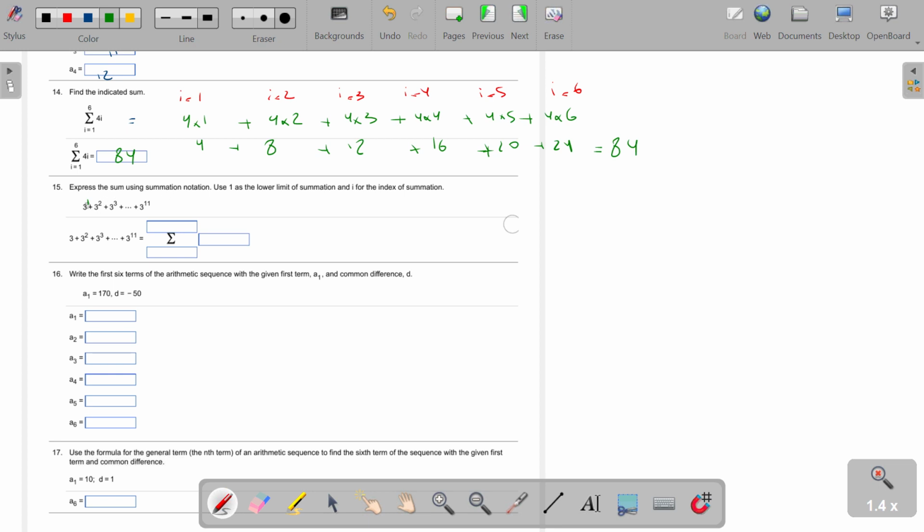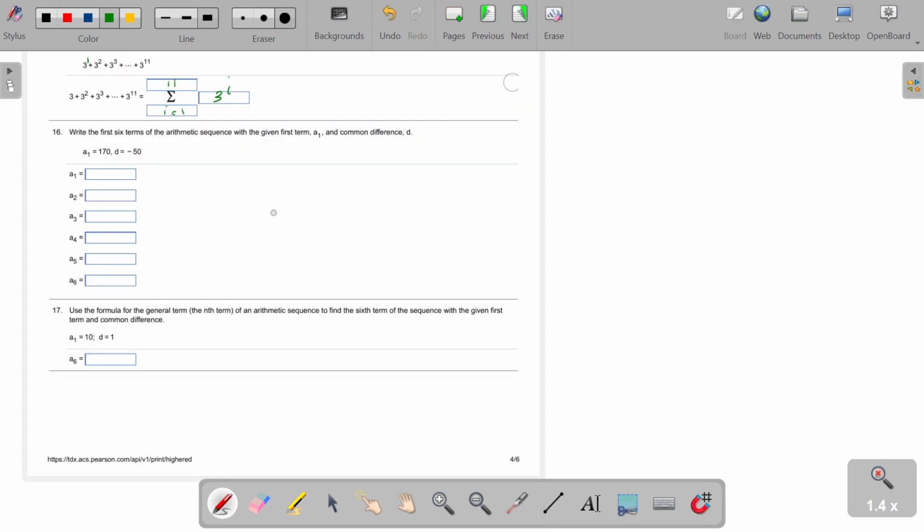So I know this could be my counter, which starts from i equal to 1 and goes all the way to 11. And what is my general term? It looks like it's 3 to the power of i, and that's it. This is my sigma notation.